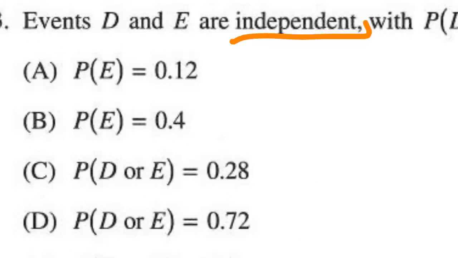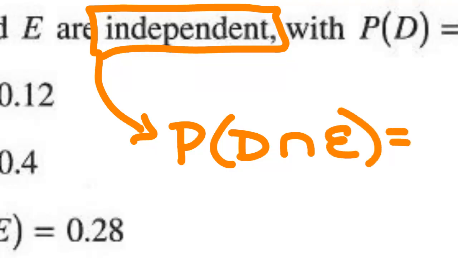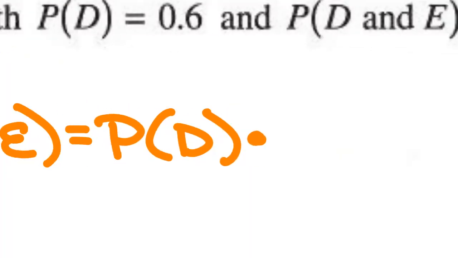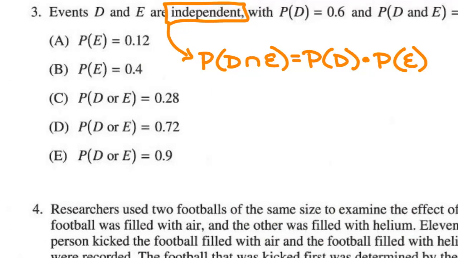So it tells me that they are independent, which means that the probability of D and E would be equal to the probability of D times the probability of E. This will always be true for independent events. This is one of those things that I need you guys to just know. This will not be on the formula sheet. You need to know that for the and, for independent events, for the intersection, you multiply the individual probabilities together.